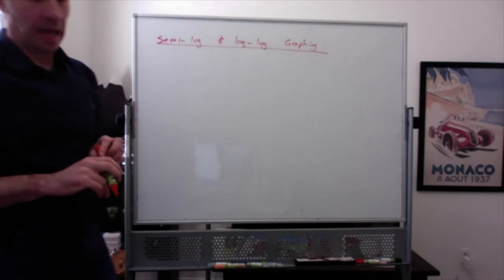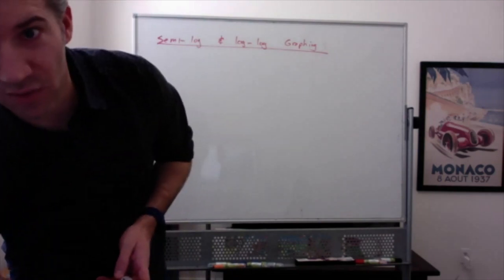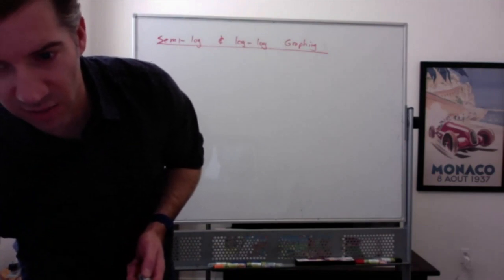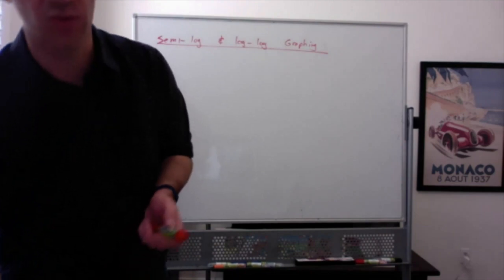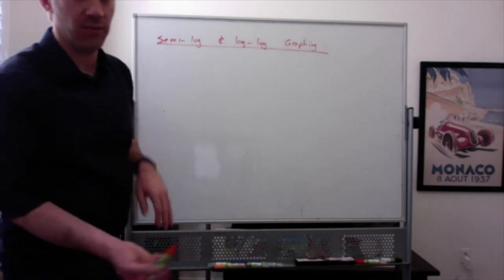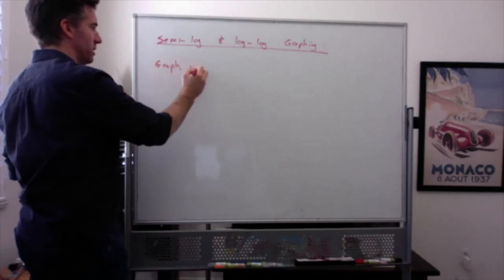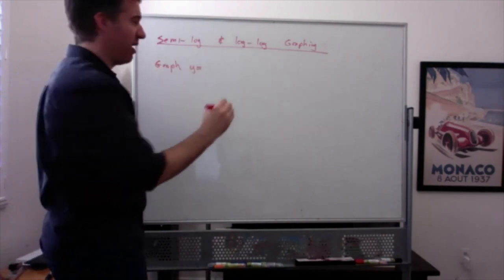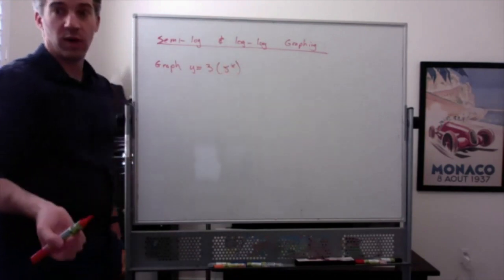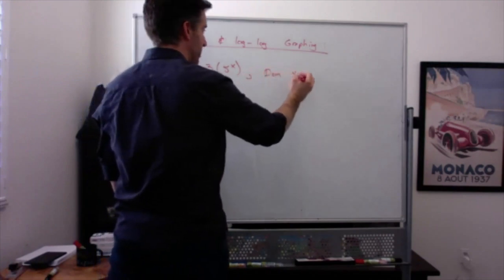And so I'll say right off the bat, the point of doing a semi-log or a log-log graph is often to make a graph kind of more readable or more meaningful. Let's look at an example. So if I wanted to graph, and I'm probably going to use some Desmos as well, y equal to 3 times 5 to the x, with a domain of x greater than or equal to 0.